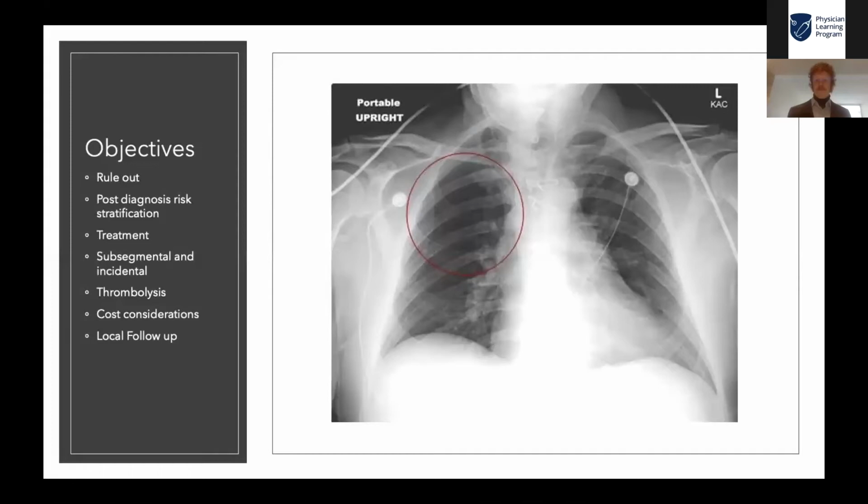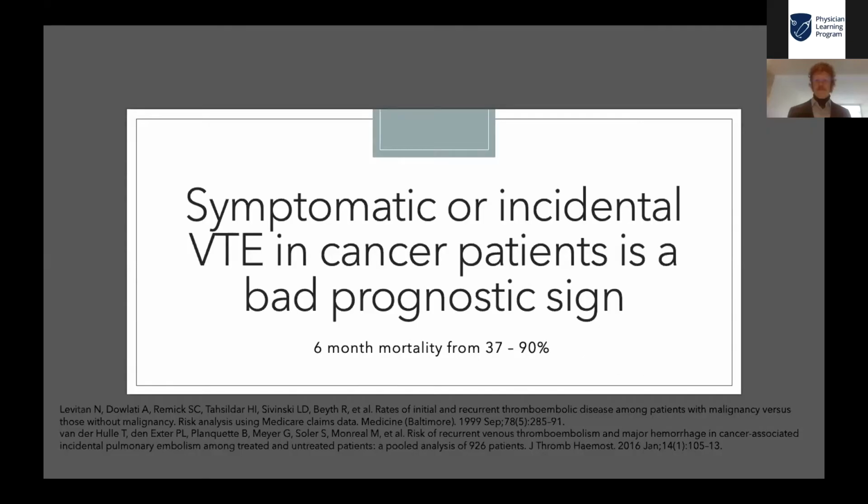So today we'll talk about rule out, post-diagnosis risk stratification, changes in treatment, subsegmental and incidental PEs and what we do with those. What evidence do we know about thrombolysis in cancer patients with PE, and then cost considerations and local follow-up.